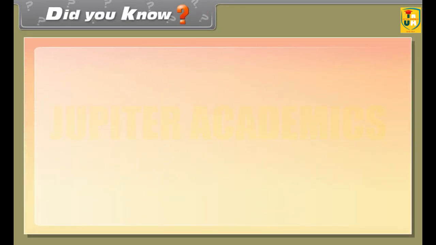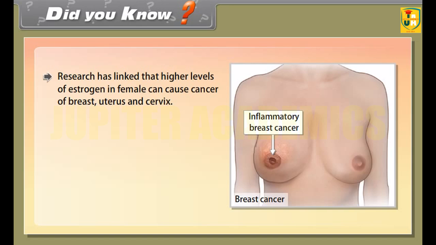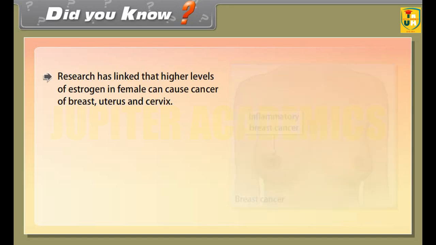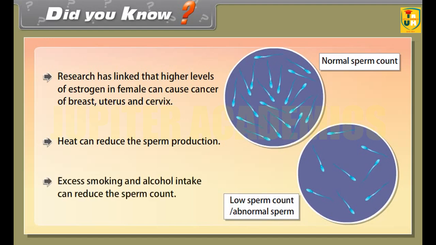Did you know? Research has linked higher levels of estrogen in females to cancer of the breast, uterus and cervix. Heat can reduce sperm production. Excess smoking and alcohol intake can reduce the sperm count.